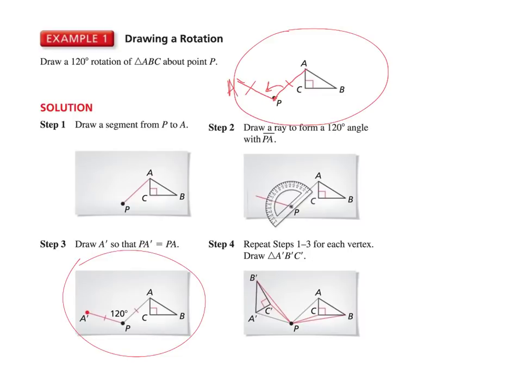That's my new point, A prime. Then I'm going to have B, B prime. Then I have C. There's my C prime. Here's how the new triangle should look, something roughly like that. That's what happens when we do a 120-degree rotation.